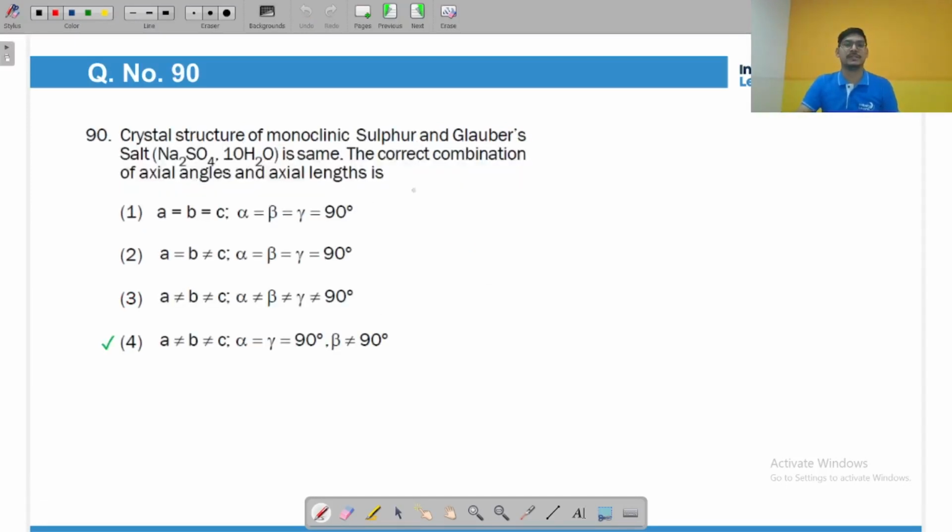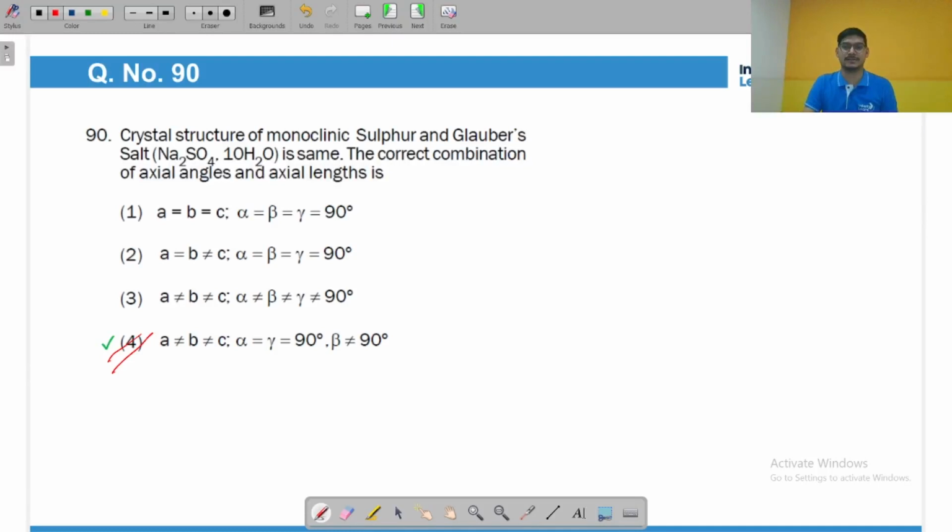Crystal structure of monoclinic sulfur and Glauber salt is the same, so you should remember the unit cell parameters for a monoclinic unit cell. You should remember the edge lengths and the interaxial angles for all 7 types of crystal systems.